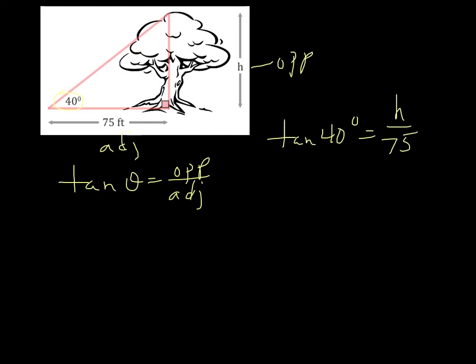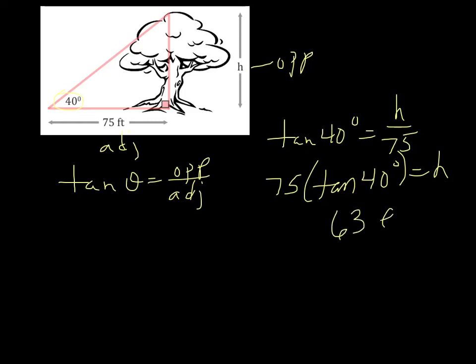So how are we going to solve that? Well, we need to get h by itself. So how do I get rid of the fraction? I'm going to multiply both sides by the 75. So h equals 75 times the tangent of 40. So we're going to type that into the calculator. We have to make sure that our calculator is in degree mode because our angle is in degrees. And if we go to the nearest foot, we'd have 63 feet as an approximate height of the tree.